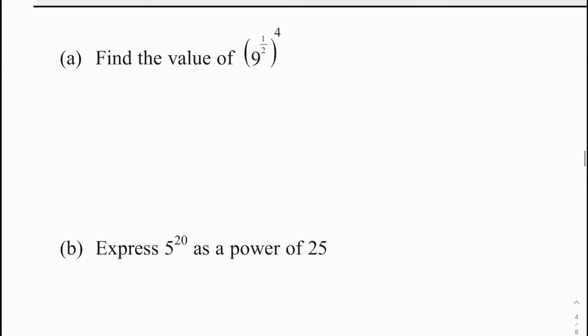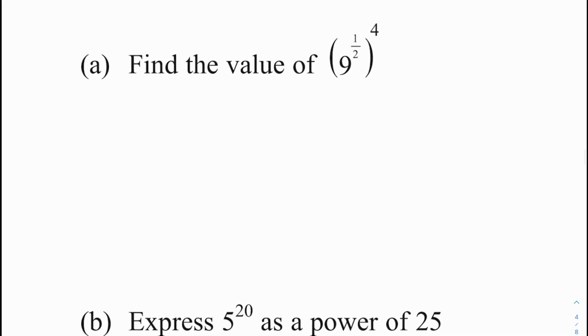Okay, next question. We need to find the value of 9 to the power of a half, all raised to the power of 4. So again, same rule, we just have to multiply the two indices. So this becomes 9 to the power of a half times 4, which is 2, so 9 squared, which is equal to 81.